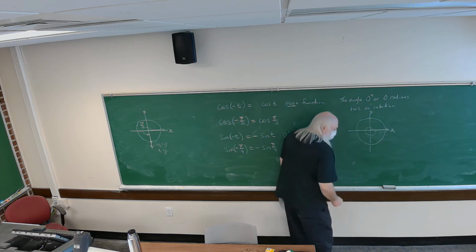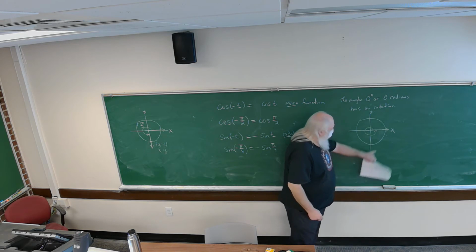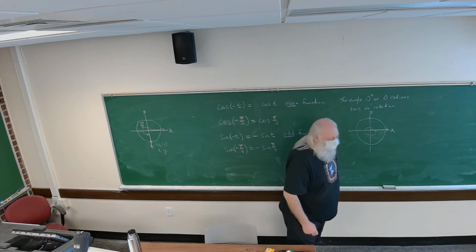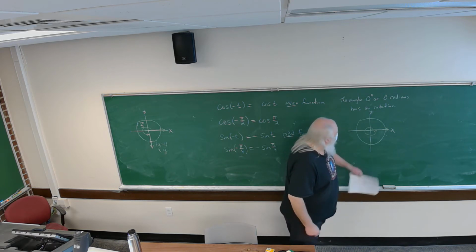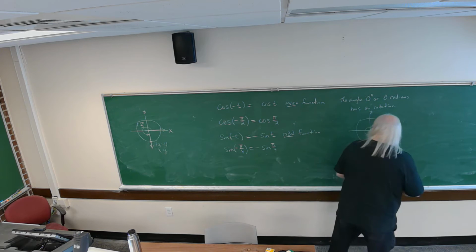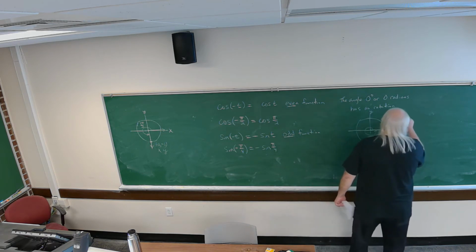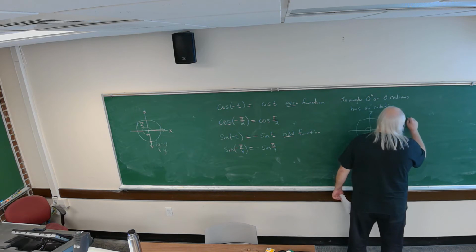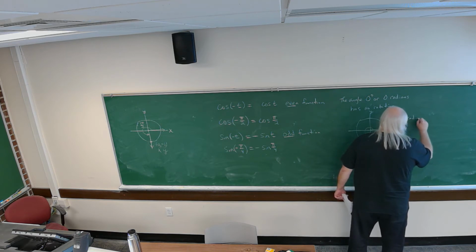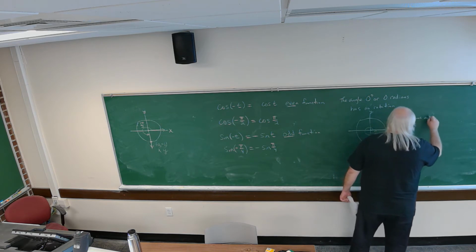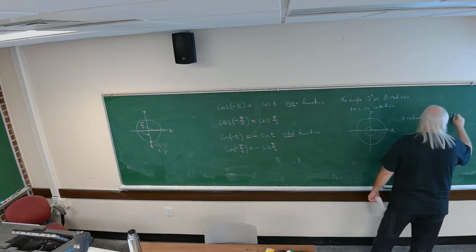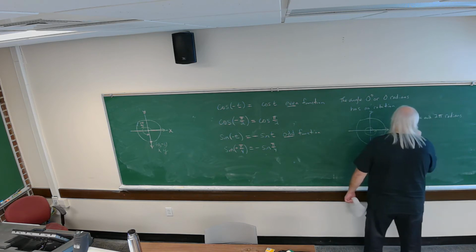we have one complete revolution, right? Rotation from the initial side to the terminal side. That's one complete revolution. 2 pi radians or 360 degrees. So 0 degrees, zero radians, and 2 pi radians are coterminal angles.